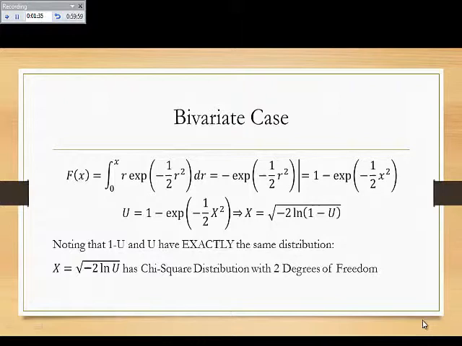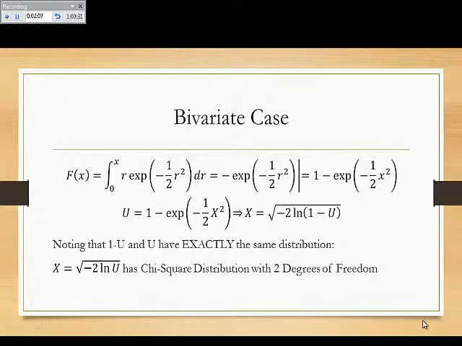So I want to calculate the inverse of that. Well, that's very easy. I set u equal to 1 minus e to the minus 1/2 x squared, and now I solve this function for x. That's how you get the inverse function. So it's just simple algebra. I pull the e to the other side, it becomes 1 minus u. Then I take the log, so it becomes log(1 minus u), and I have minus 1/2 x squared left. Then I multiply both sides by minus 2, and that gives me x squared equals minus 2 log(1 minus u).